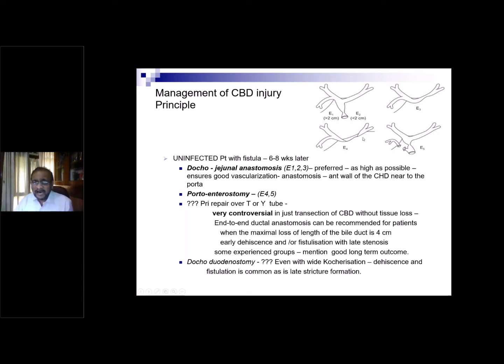If by chance you have E4, right? E4. What do you do in E4? This should be E4, not E5. E4, basically you have to do a portoenterostomy, just like in the Kasai operation that we discussed in biliary atresia. So here, instead of anastomosing each of the hepatic ducts, what do you do? You anastomose to the Glisson's capsule at the porta and allow these two to open into the segment of the bowel. Right?